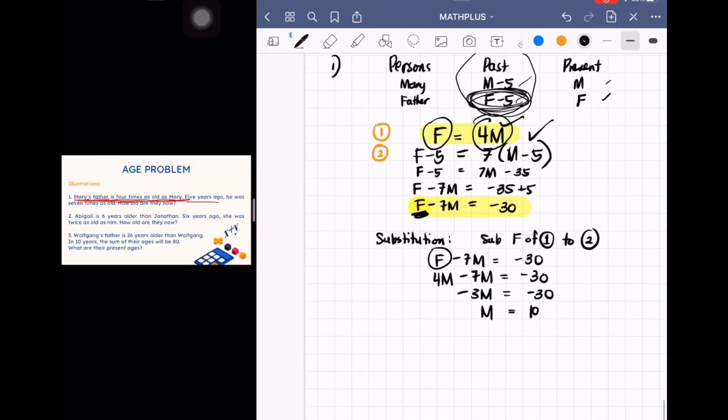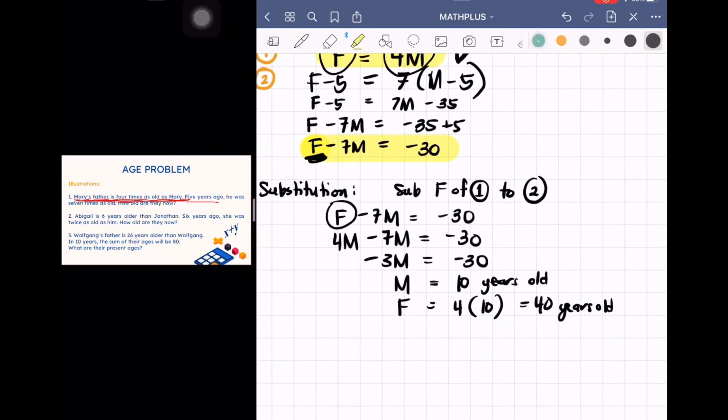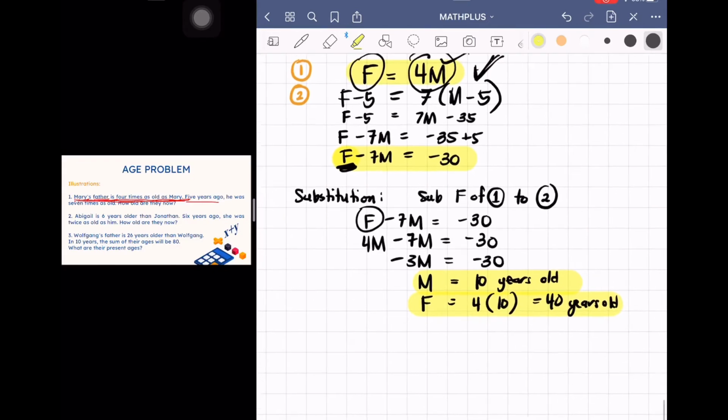If M is equivalent to 10, we can use the first equation to get the father's age, which is simply 4 times M, which is 10, and that gives us 40. Our unit here will be years old. Okay, this is years old. Okay, and let me just highlight that to emphasize. If you want, pwede naman pong simultaneously solving equations if you're familiar with that.